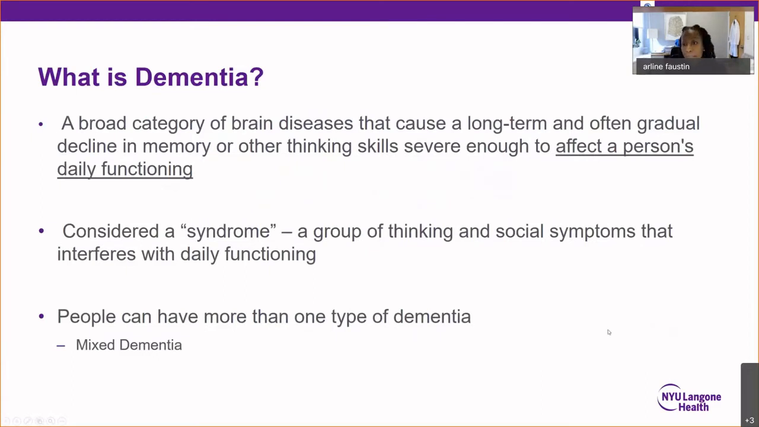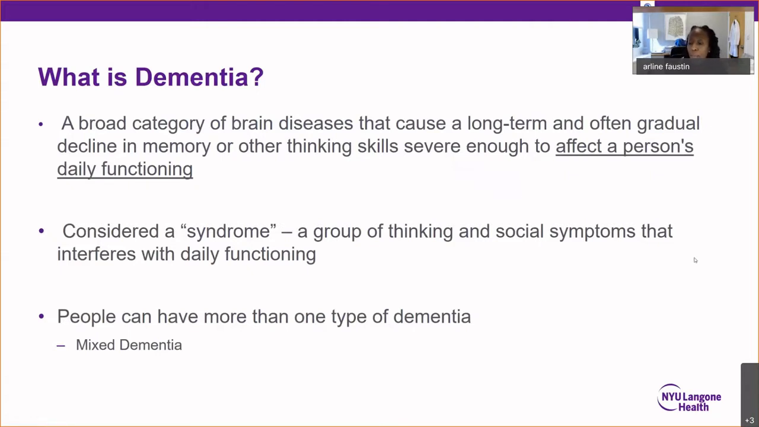Okay, so what is dementia? Dementia is a broad category of brain diseases that cause a long-term and often gradual decline in memory or other thinking skills, severe enough to affect a person's daily functioning. Now that's key. When it's affecting your daily functioning is where we say that you're in an early dementia phase. As you get older, there may be things that take you maybe a little longer. Maybe you forget that celebrity's name, but it's not enough to say that you have a cognitive deficit or a memory or thinking problem. So dementia is considered a syndrome because it is a group of thinking and social symptoms that interfere with your daily functioning.